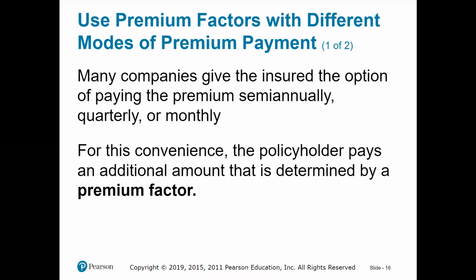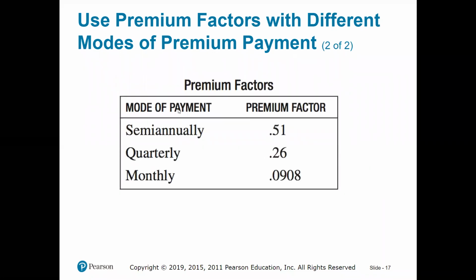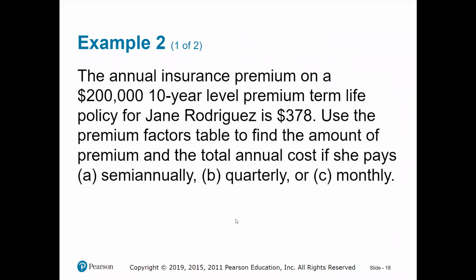Many companies give the insured the option of paying the premium semi-annually, quarterly, or monthly. For this convenience, the policyholder pays an additional amount that is determined by the premium factor. So semi-annually, quarterly, or monthly. If you pay it annually, you do not have this extra factor.